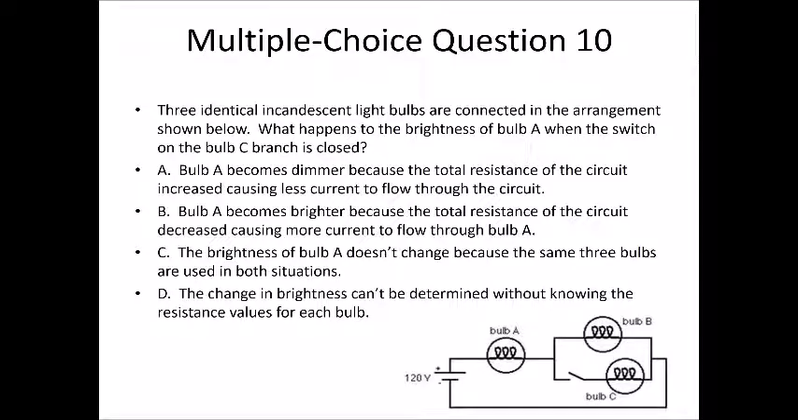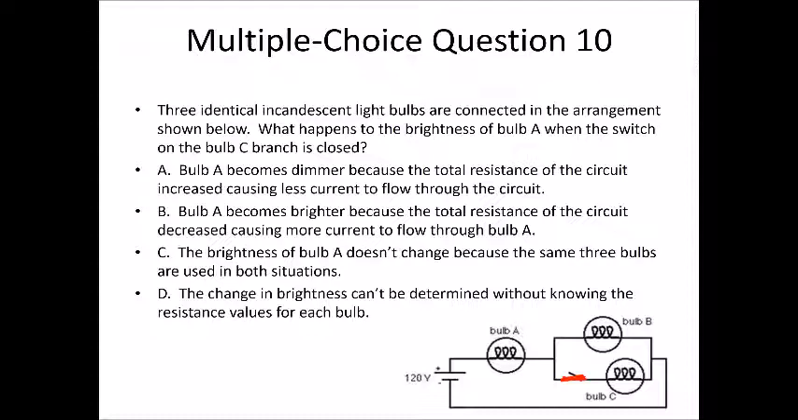Now let's move on to question 10. So question 10, 3 identical incandescent light bulbs are connected in the arrangement shown below. What happens to the brightness of bulb A when the switch on the bulb C branch is closed? All right, so when we close this switch, this no longer is a series circuit. Now it's a mixed circuit.